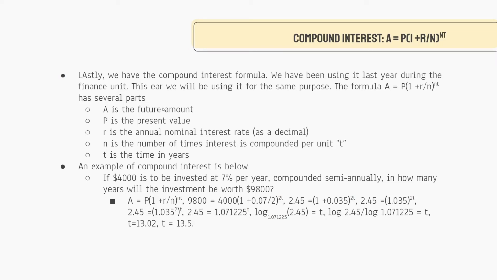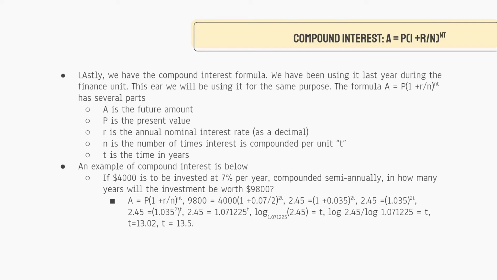So A is your future amount, P is your present value or your principal value, R is the annual nominal interest rate, so it is genuinely how much interest you'll be getting as a decimal per year. The important part is as a decimal. You cannot have it expressed as a percent. N is the number of times the interest is compounded per unit T, and in case you're wondering what T is, the time this procedure goes on for in years.